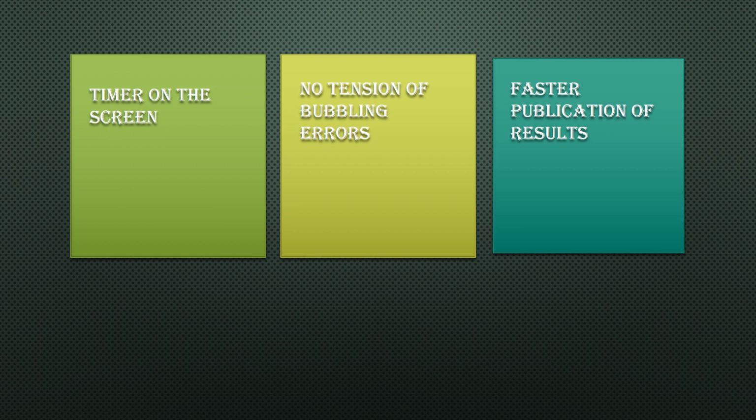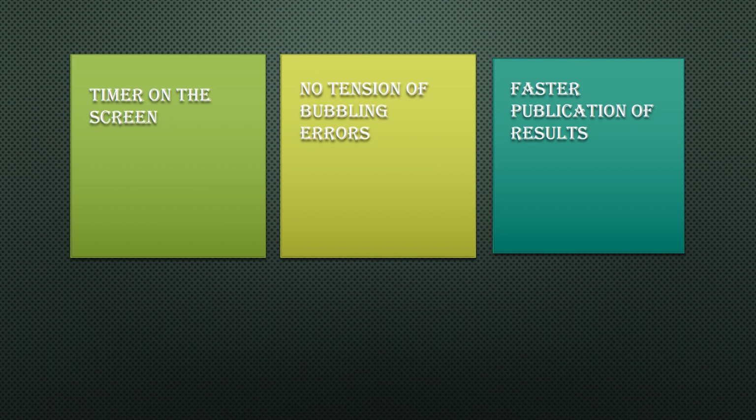Then the next one is there is no tension of bubbling errors. We know that if you have an OMR sheet, first you have to bubble all your personal details, which itself is a tension for you, because we already have examination tension. Before that, you have to do this bubbling and risk errors. There is no tension for that, because here there are no OMR sheets and bubbling. You just enter your APC ID as well as your name, and all your details will be there in the system. Also there is no chance of wrong answers from bubbling. That is also eliminated.